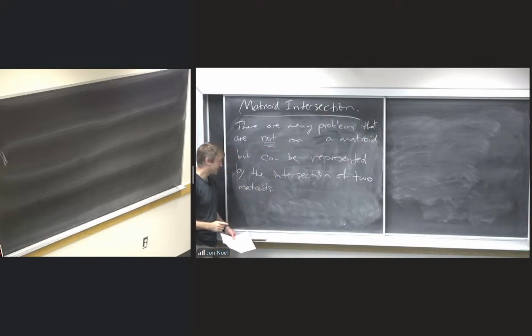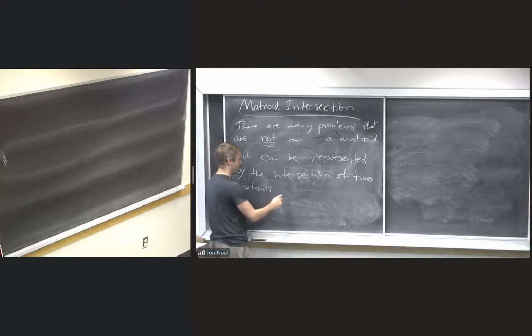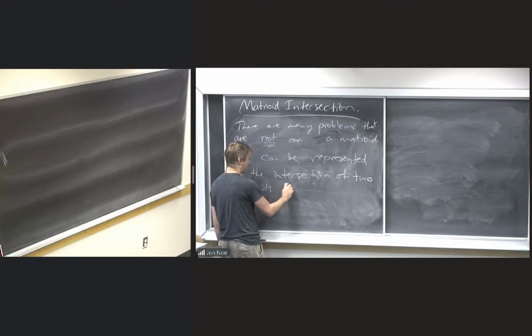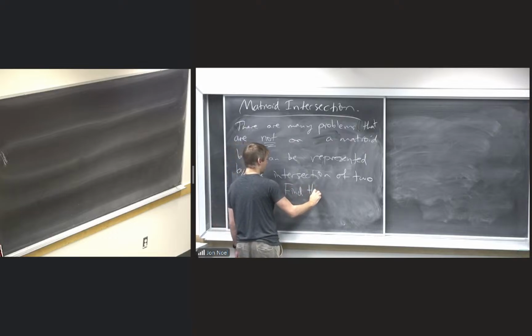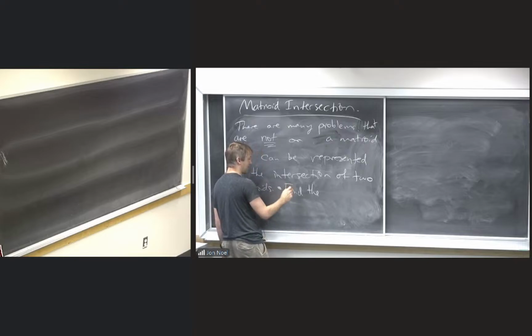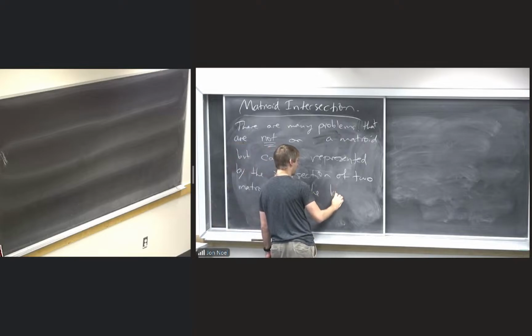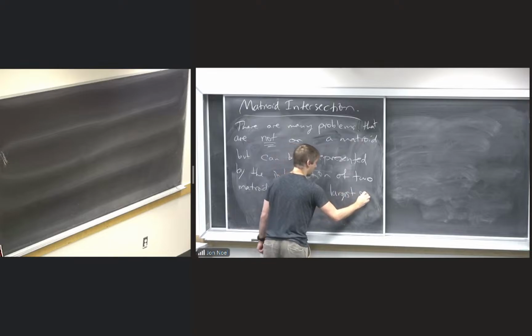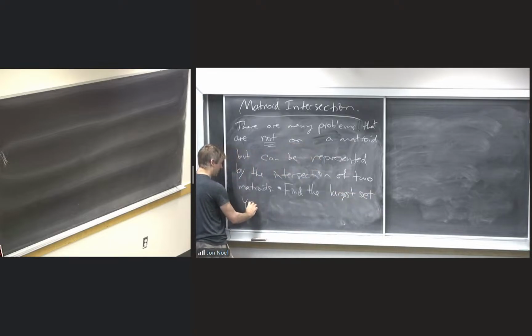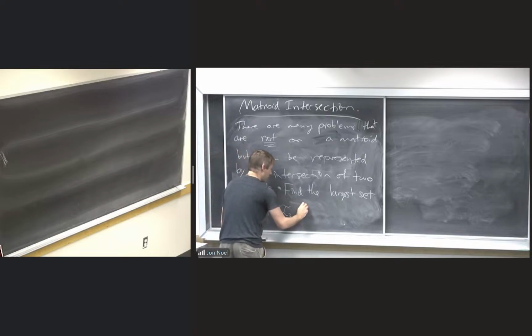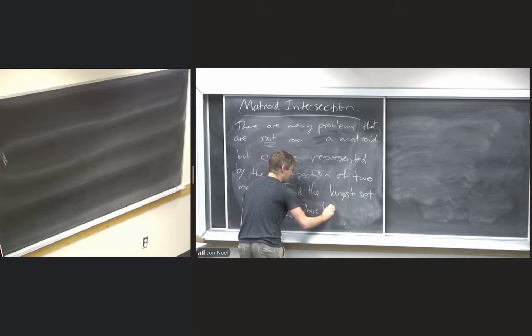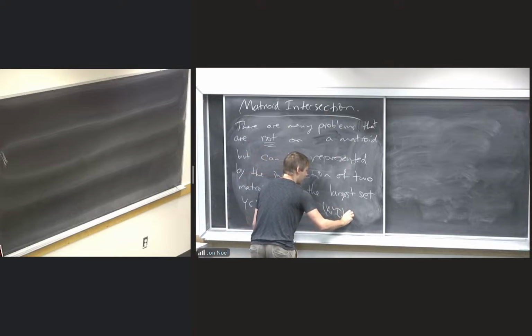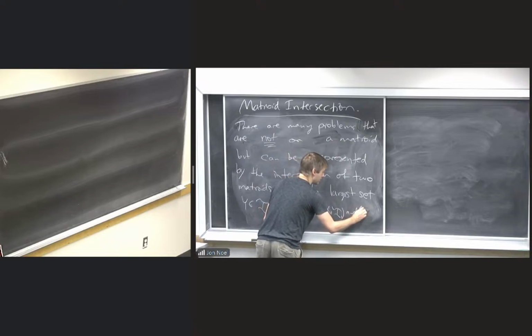So instead of trying to find a maximum weight independent set in a matroid, you might, for example, find the largest set Y which is in I1 intersect I2, where (X, I1) and (X, I2) are matroids. This is an example of a problem.